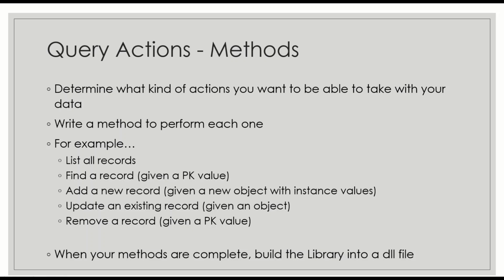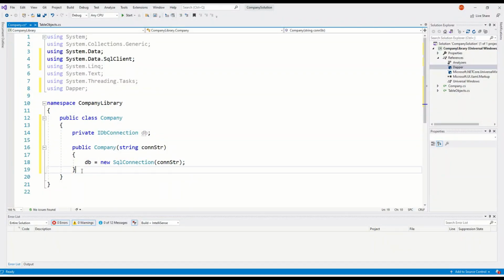Now we're not going to write them all in today's lesson because it would be a little bit too much. So what we're going to do today is focus on writing a select method that allows us to display information from the department table. We can always go back later and add or modify some of these methods to increase the number of actions that our class can take. When the methods are complete, we're going to build the library into the DLL file, and then we're going to start moving into the UWP client. So let's go into our class and add one of these methods. I'm going to create a method to start out that will display one department for us.